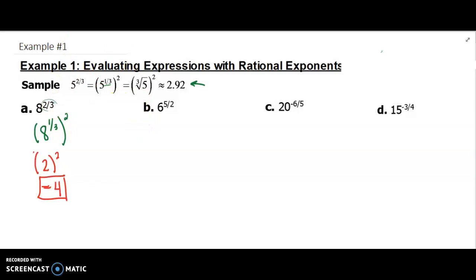Okay, over on B, this would be 6 to the 1/2 to the 5th, which would be the square root of 6 to the 5th. And then if you put that into your calculator, you should get roughly 88.18.